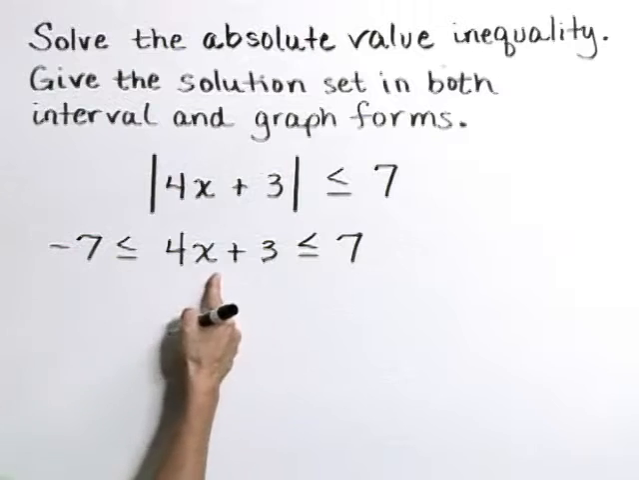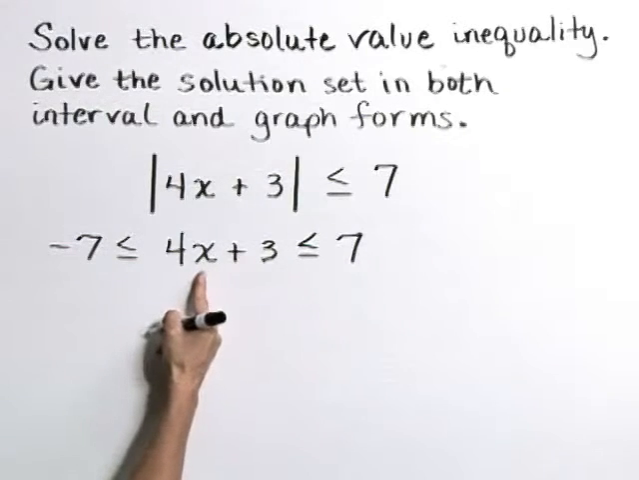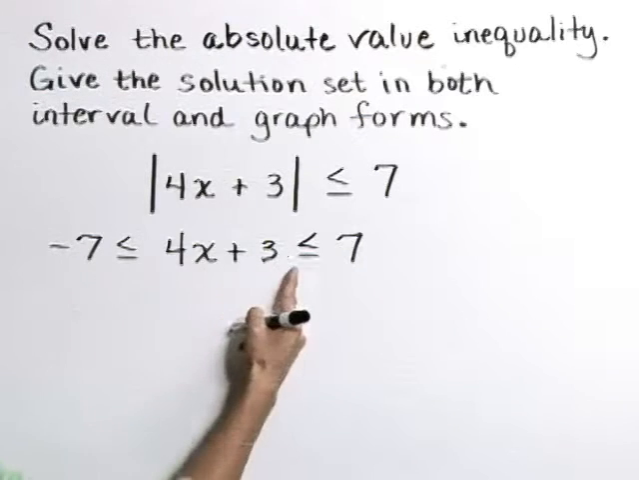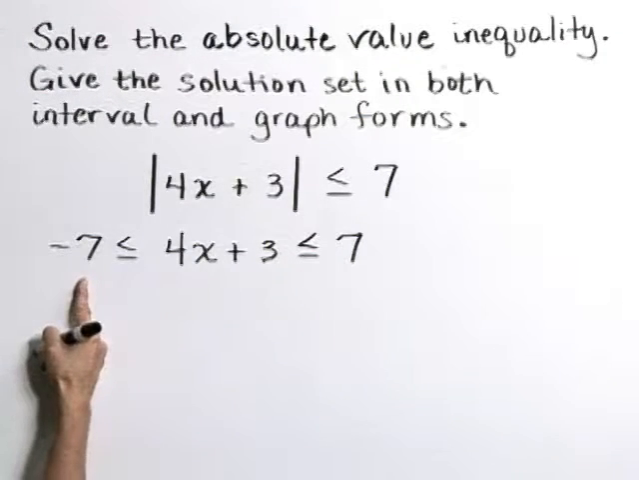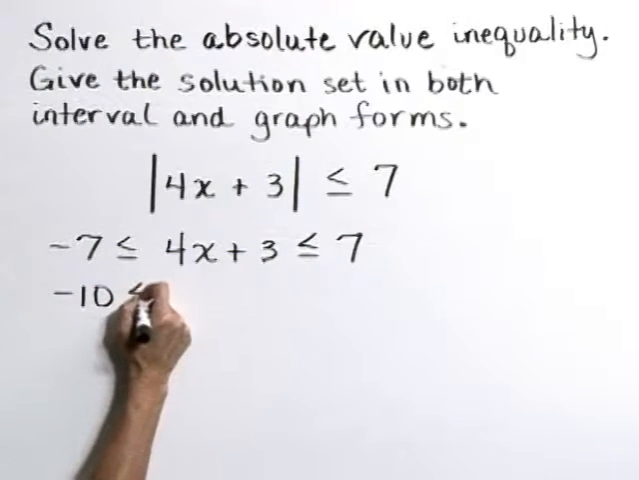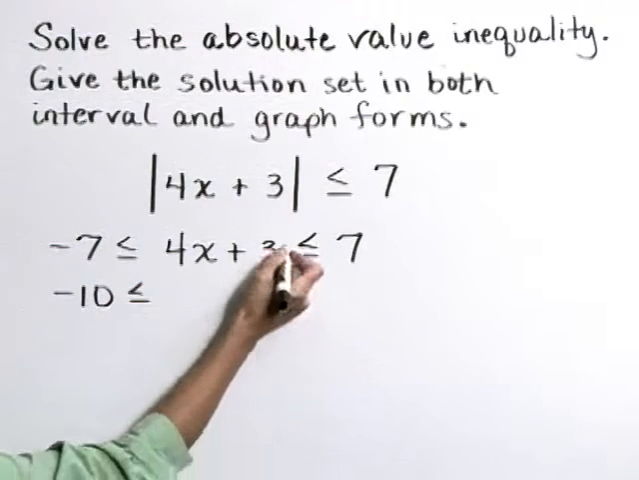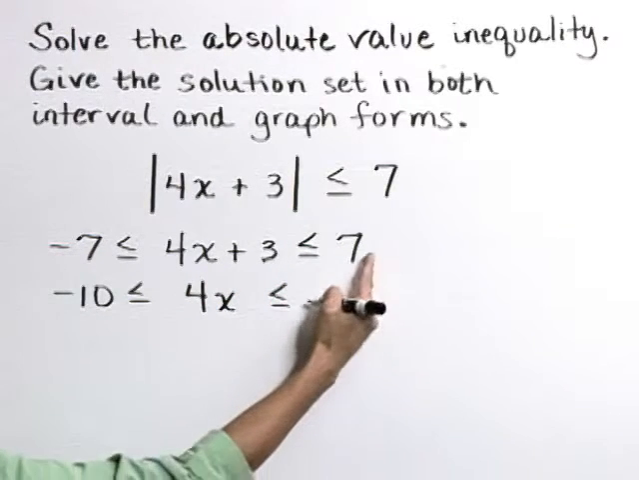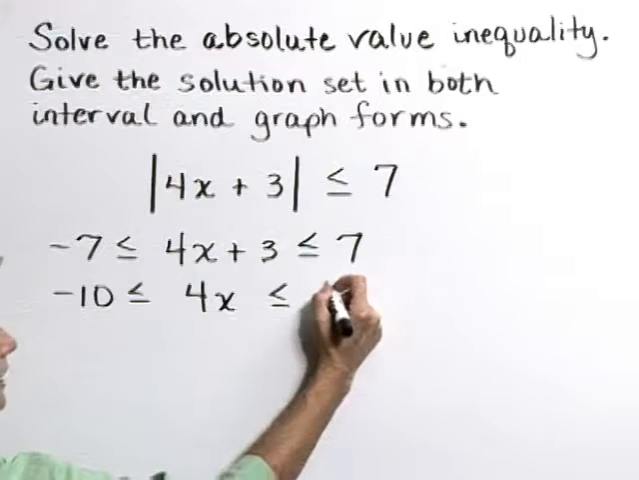Now let's solve this three-part inequality for x. Start by subtracting 3 from each piece. On the left, -7 minus 3 is -10. In the middle, our 3's cancel, leaving 4x. On the right, 7 minus 3 is 4.